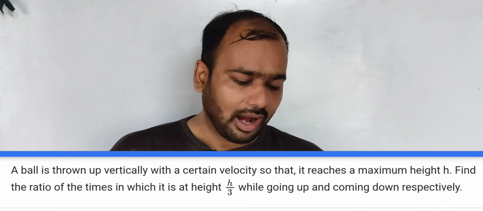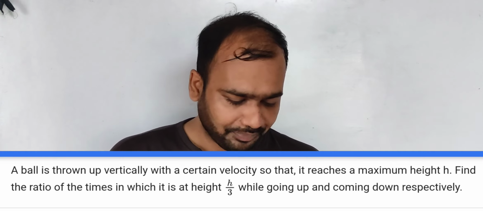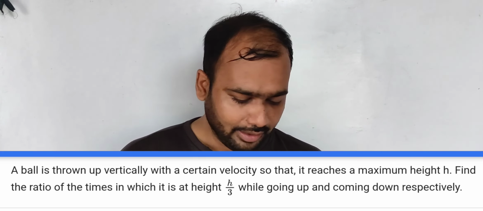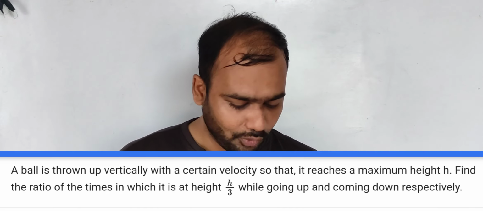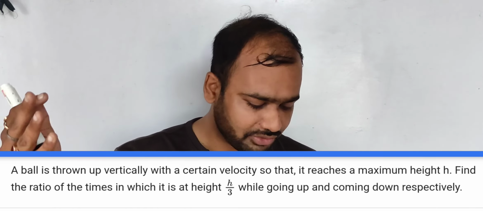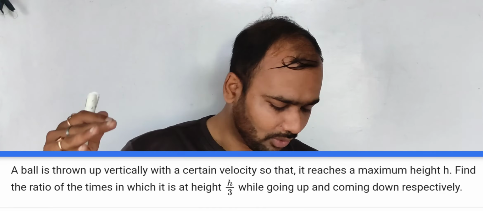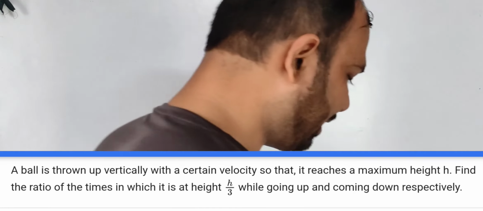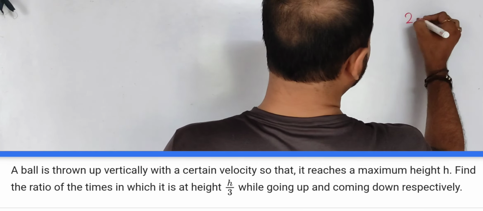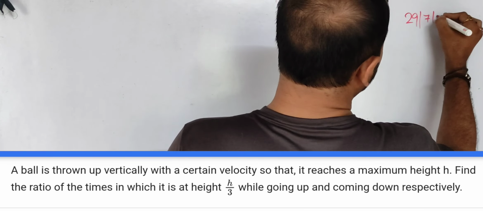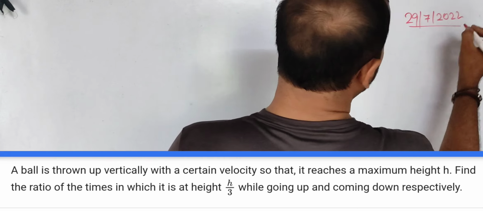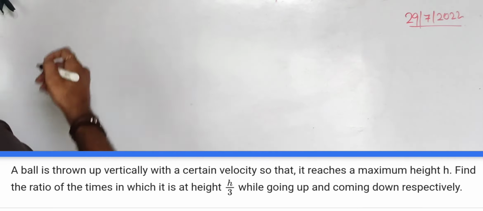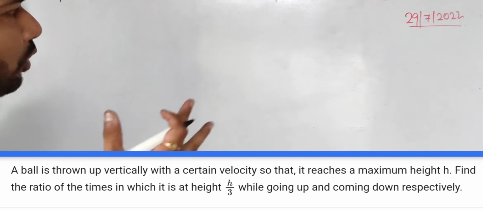A ball is thrown up vertically with a certain velocity so that it reaches the maximum height h. Find the ratio of the times at which it is at height h by 3 while going up and coming down respectively. Very interesting question, was asked on 29th July 2022 in the morning session. That means this is the current question we are going to discuss. Question number 4.